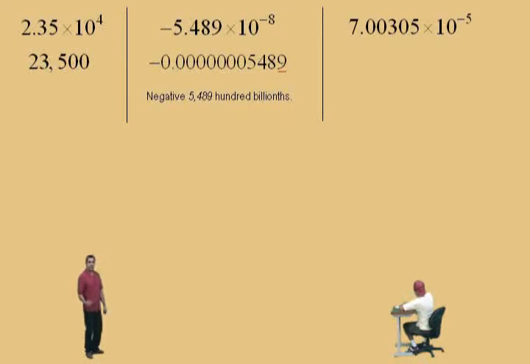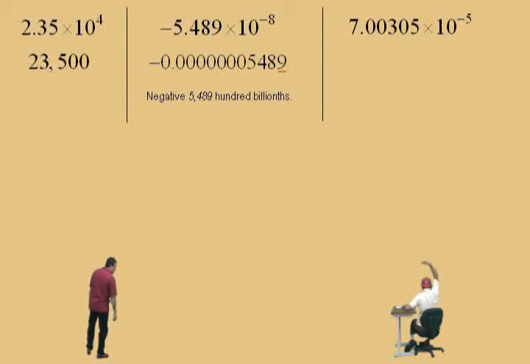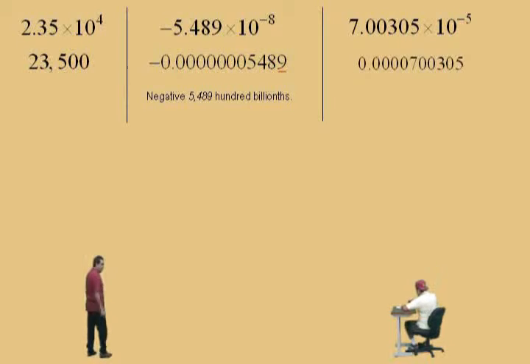7.00305 times 10 to the negative 5. What we're going to do here is write in scientific notation. Remember, the decimal moves which way, Charlie? To the left 5 times. How do we read this in English?